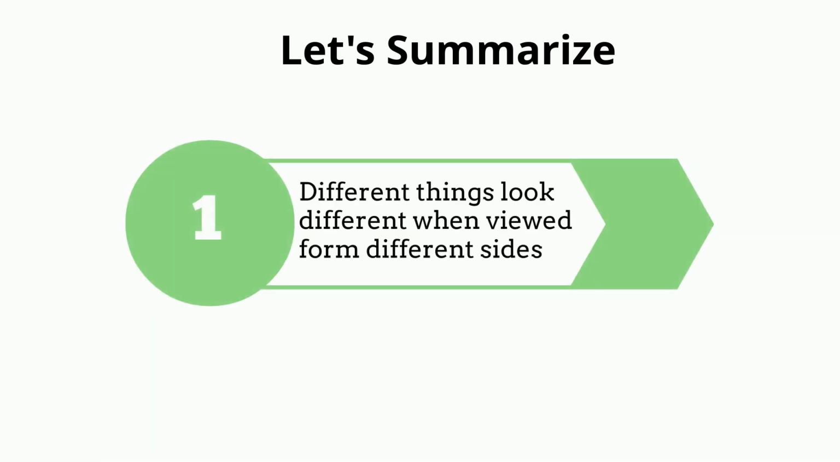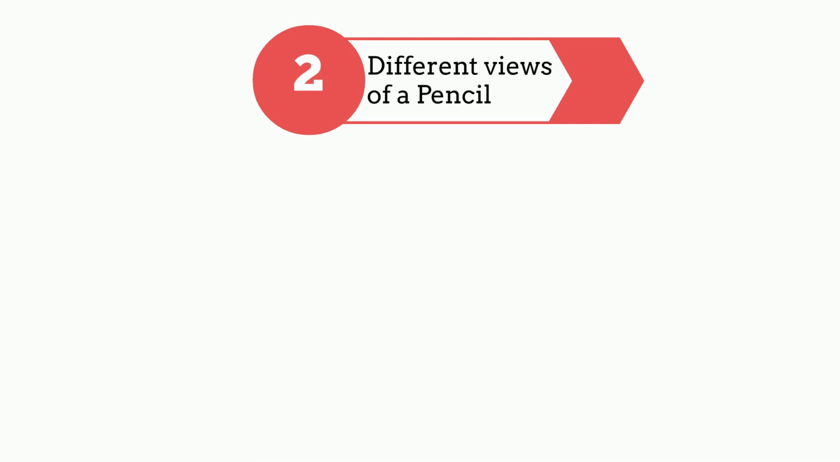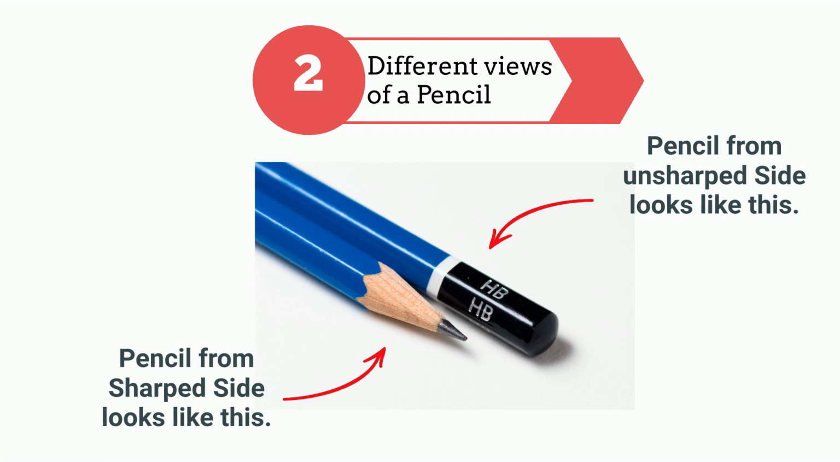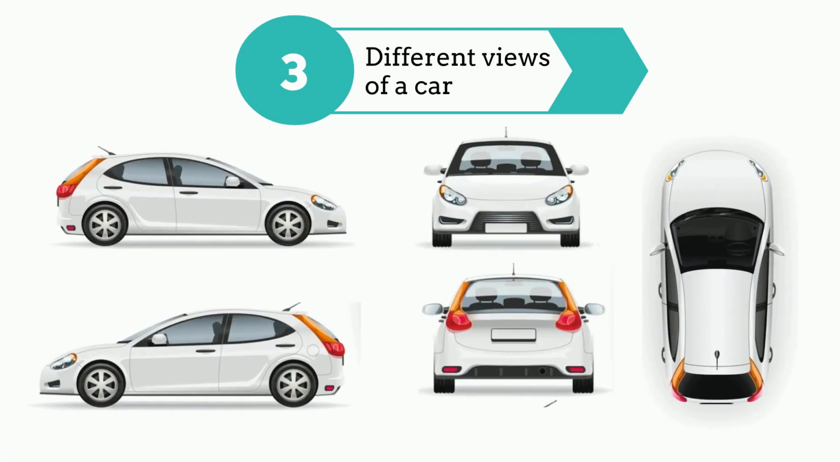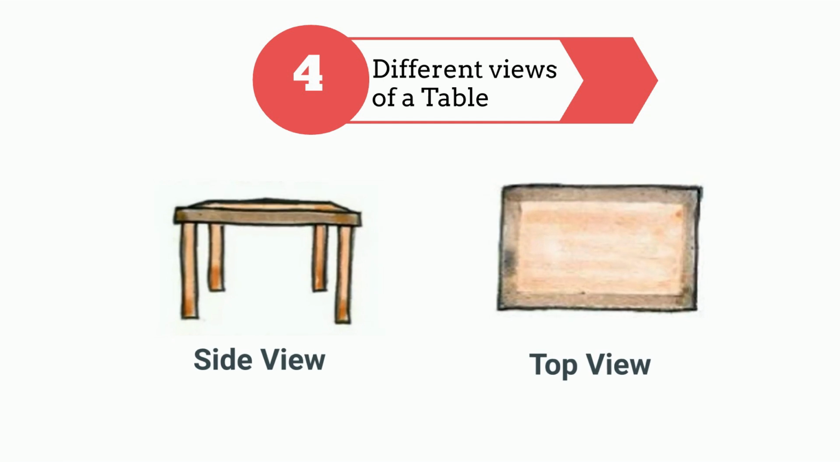Children, that was it for this video. Let us summarize now what all we have learnt in the video. In the video, we learnt that different things look different when viewed from different sides. In the starting of the video, we talked about the pencil and how it looks from the sharpened and unsharpened side. Next, we discussed the car. How does a car look when it is viewed from different sides? Then came the turn of the table. We discussed how a table looks when viewed from different sides.